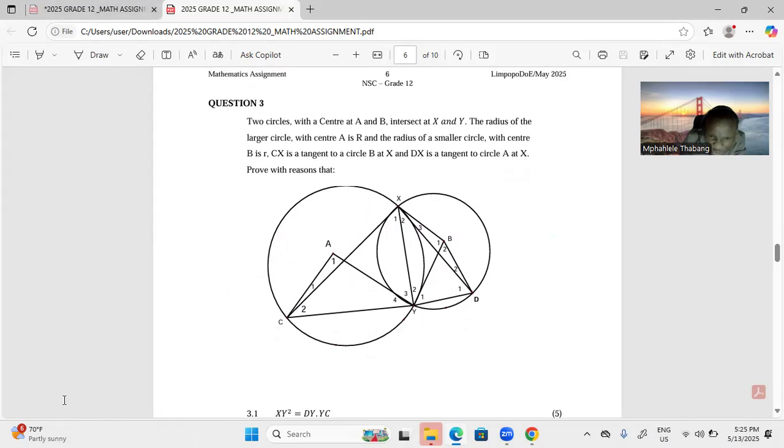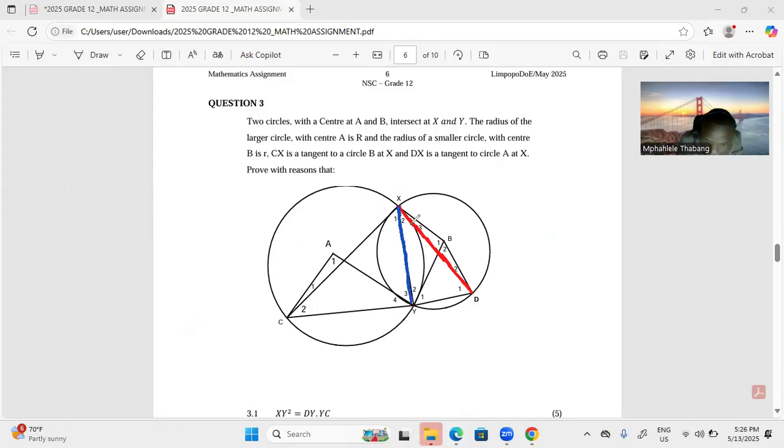Okay, another thing that they told us is that DX is tangent to the bigger circle. So on the big circle, let me have XY as my chord. Yes, this is a chord of this big circle.